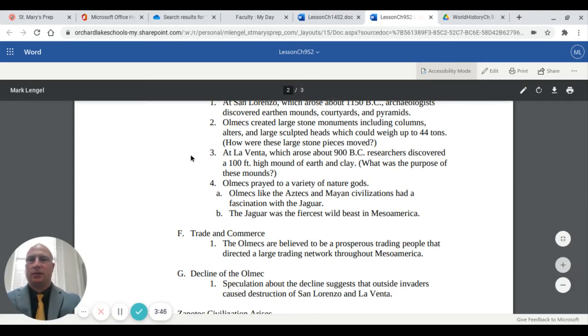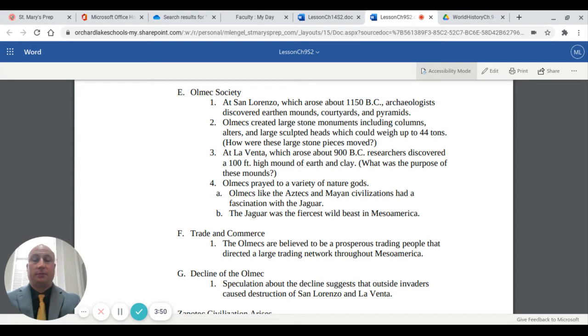Now, there's a city called La Venta, which arose around 900 BC, again on the date. Researchers there discovered a 100-foot-high mound of earthen clay. These earthen mounds are basically large hills that are man-made. If you ever go sledding on a man-made sledding hill, that's exactly what I'm talking about. These man-made hills were used as burial chambers, but also as temples, sometimes displayed on the top. Olmecs would pray to a variety of nature gods. The Olmecs, like the Aztec and Mayan civilizations, also had a fascination with the jaguar. Now, the jaguar was the most fierce wild beast in Mesoamerica.